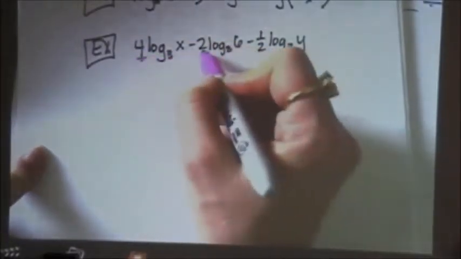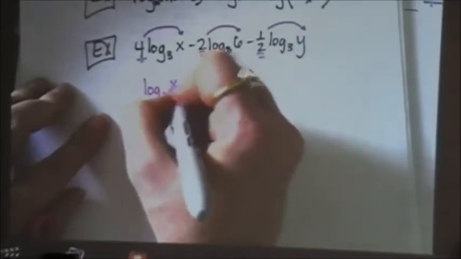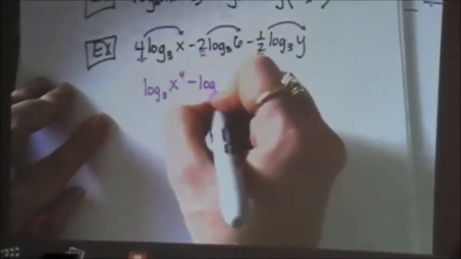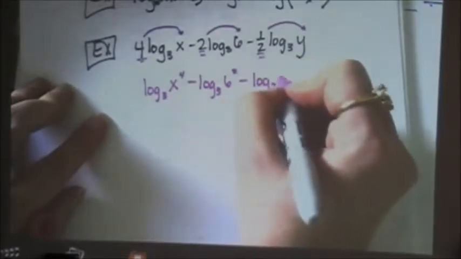Okay, so I've got 4 log base 3 of x minus 2 log base 3 of 6 minus 1/2 log base 3 of y. The first thing I want to take care of is these values that are in front. These coefficients are actually exponents. So I'm going to move them back up. That'll be my first order of business. So I'll have log base 3 of x to the 4th minus log base 3 of 6 squared minus log base 3 of y to the 1/2.